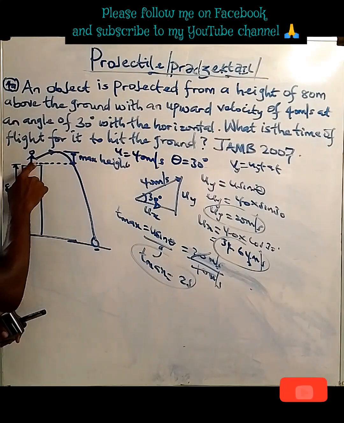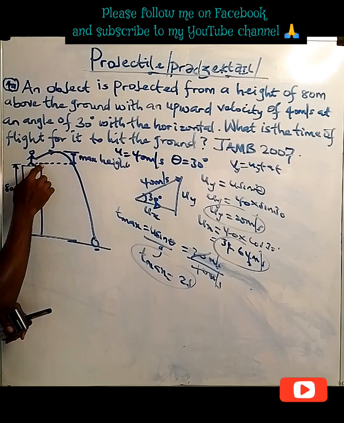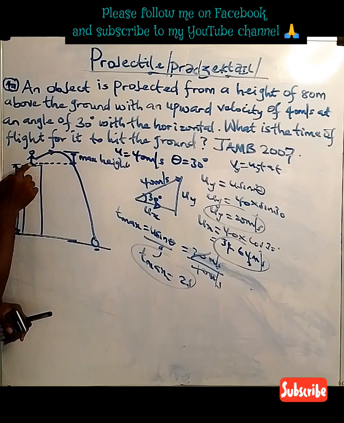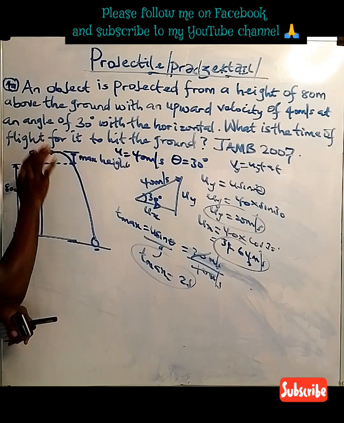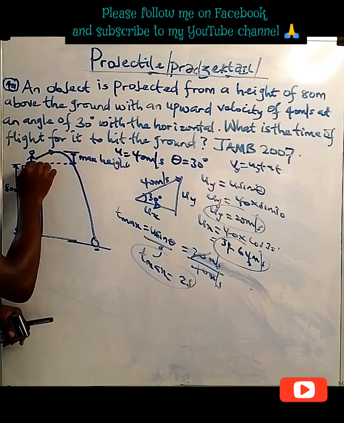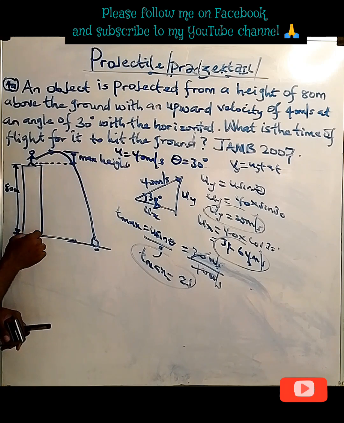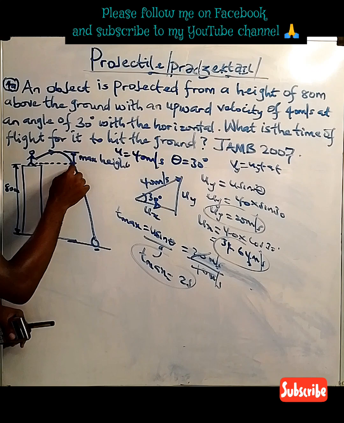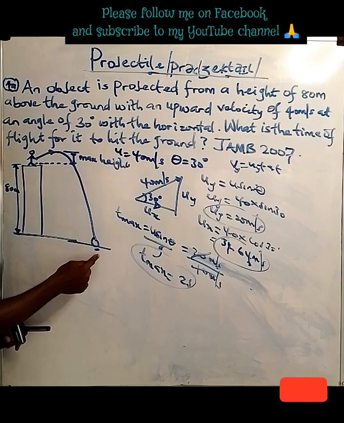So it takes this body 2 seconds to fly from here to here, and it's going to take another 2 seconds to fall back to where it was projected from. So it's going to take a total of 4 seconds to get to this height and back to this height. What we're going to get now is how long it's going to take it to come down from this very point down to this very place.